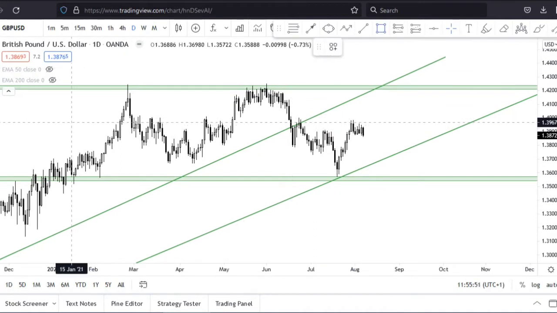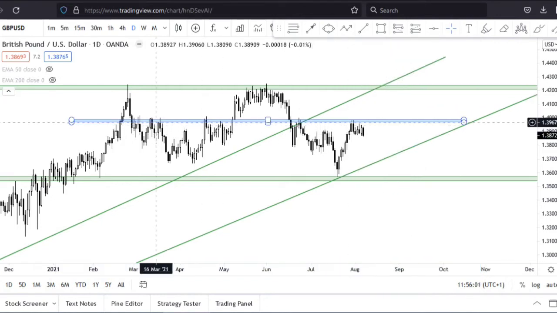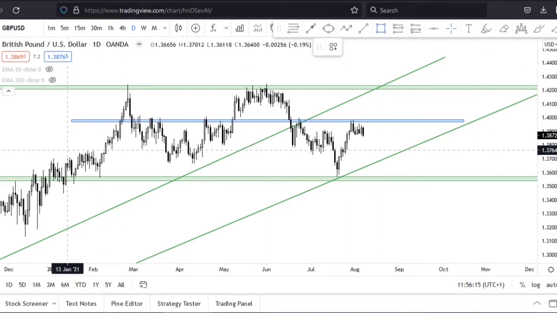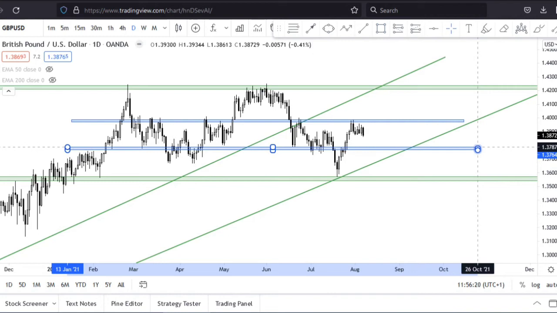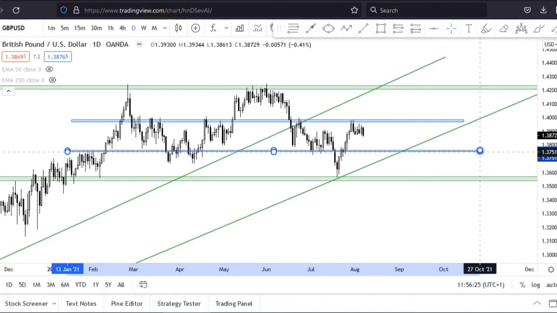One resistance area is this one over here, identified by, let's use the blue. Price has tested this several times, as you can see, broke off it, broke down, came and tested it again. On that level we can identify here our area of support on the daily time frame. So this is our daily area of support over here.